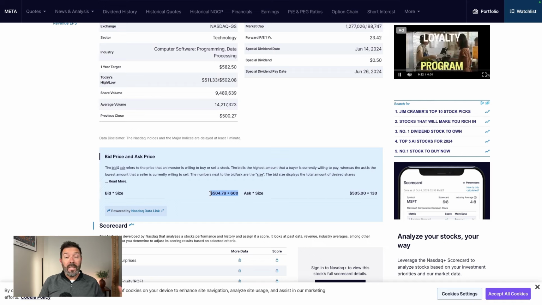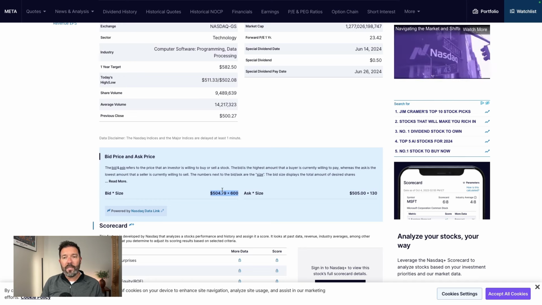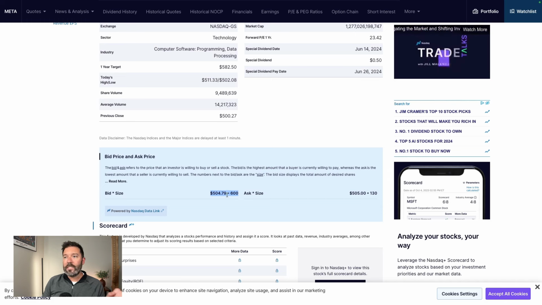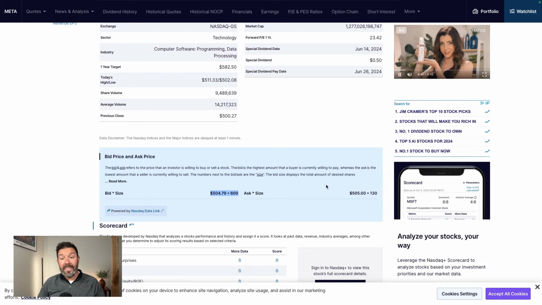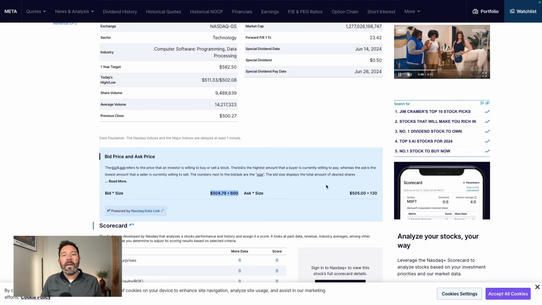Now, there may be some hidden liquidity here if you did put a bid in. If you did put a transaction in, it may actually execute at this price. But as far as we know, what is visible for the market is that there are 600 shares that you could sell for $504.79. If you wanted to buy shares, you would have to buy at $505. And you could buy up to 130 shares.